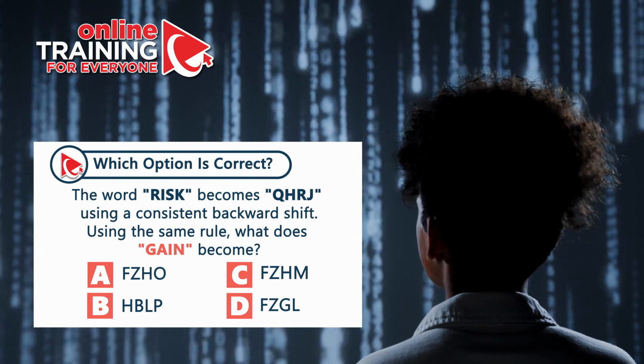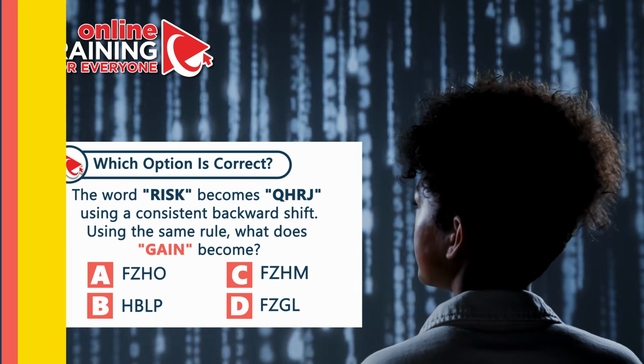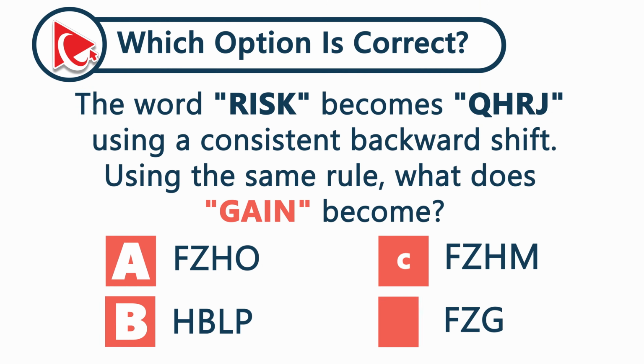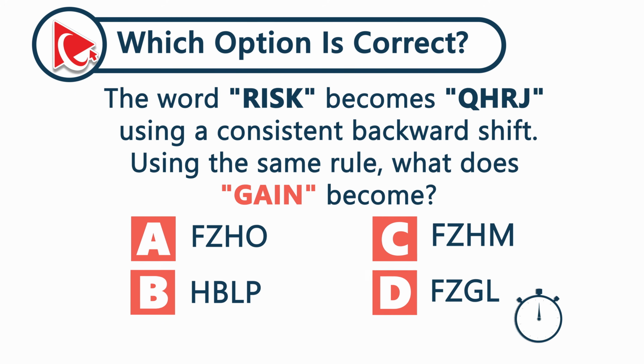It's time for a clever code trick. Can you reverse the shift? The word risk becomes QHRJ. Using the same rule, what does gain become?